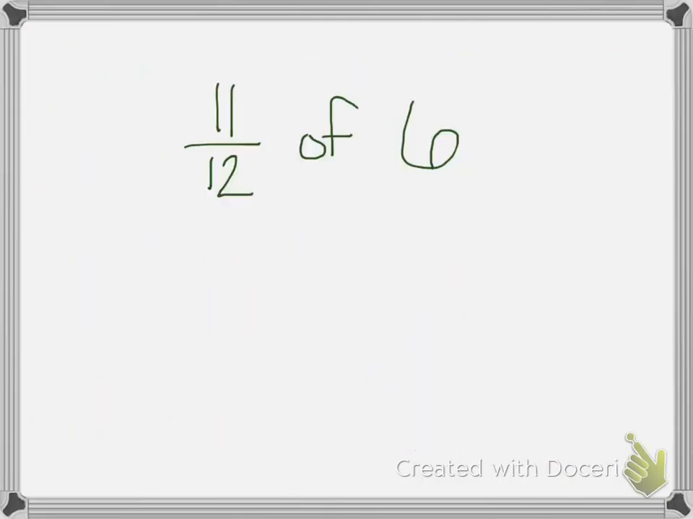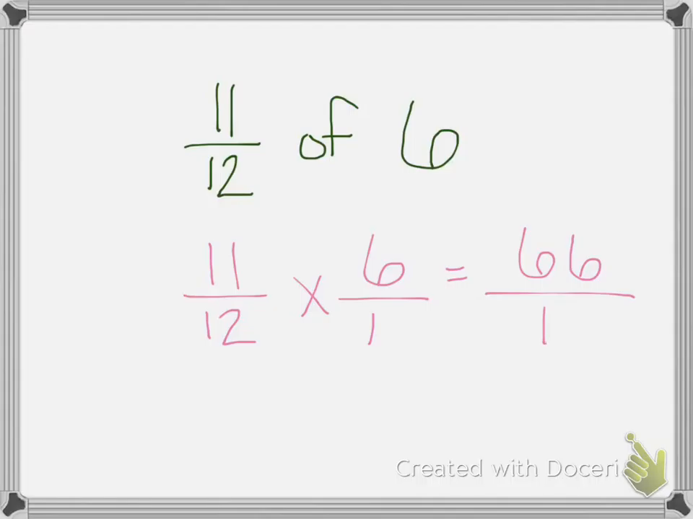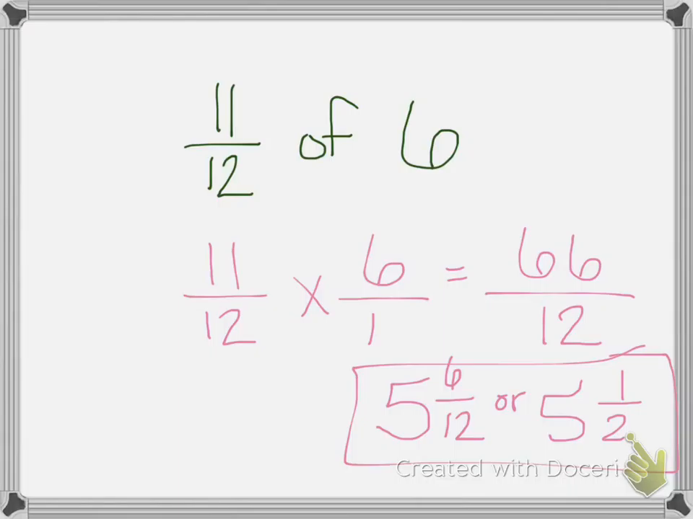Number 2 says, what is 11/12 of 6? So again, if we have 11/12 of 6, that means multiplied. 6 is the same thing as 6 over 1. So 11 times 6 is 66. 12 times 1 is 12. 12 goes into 66 5 times with 6 left over. So 5 6/12 or 5 1/2 would be your answer.